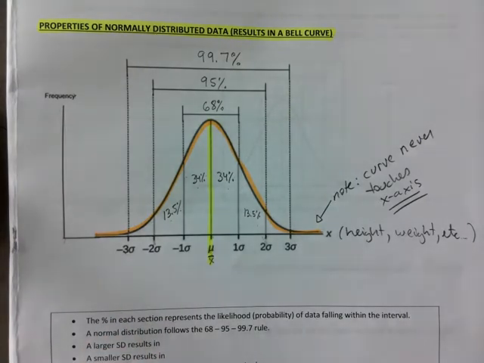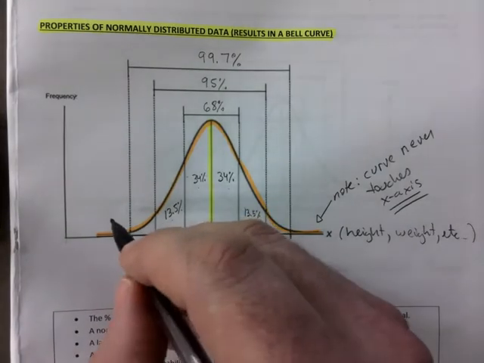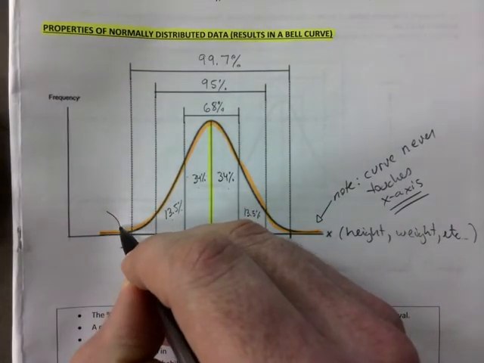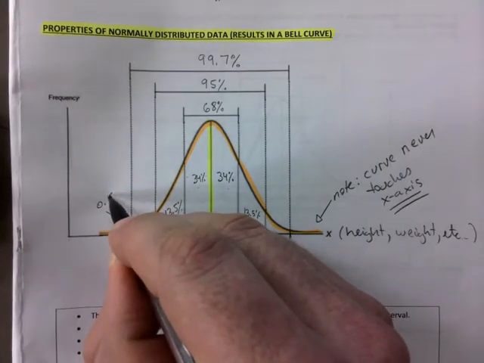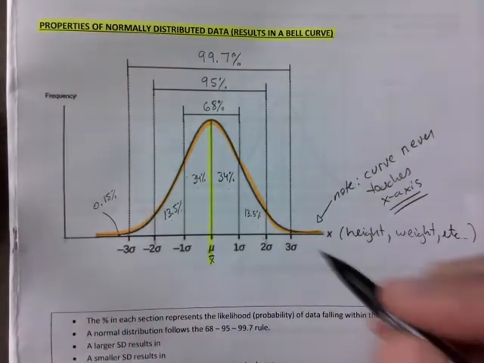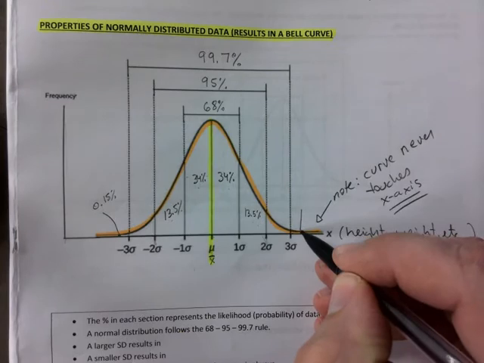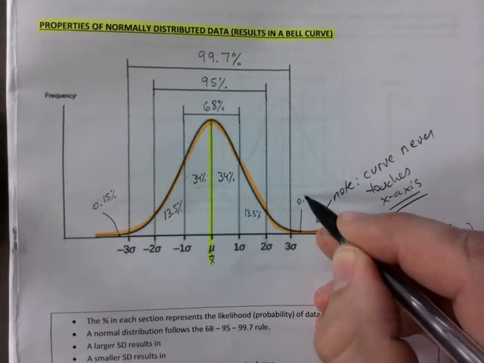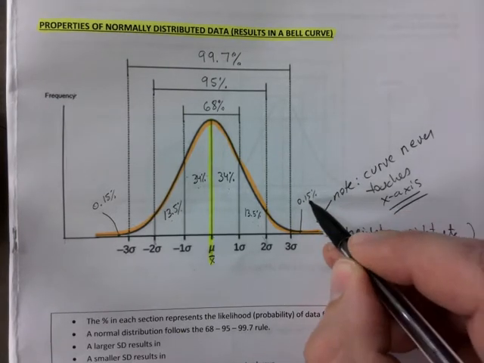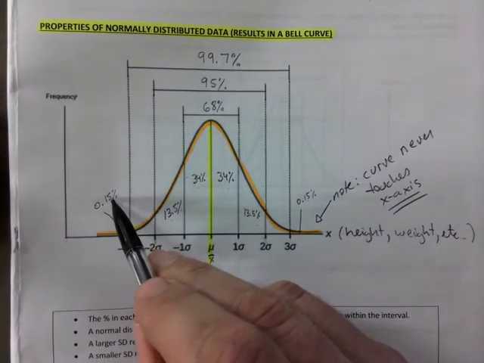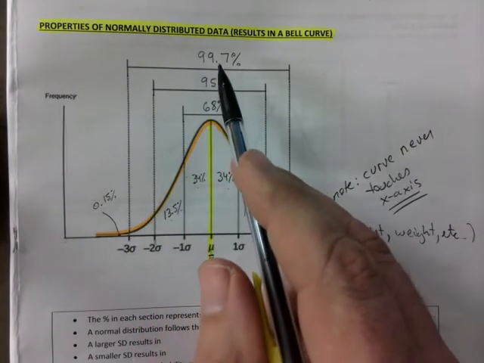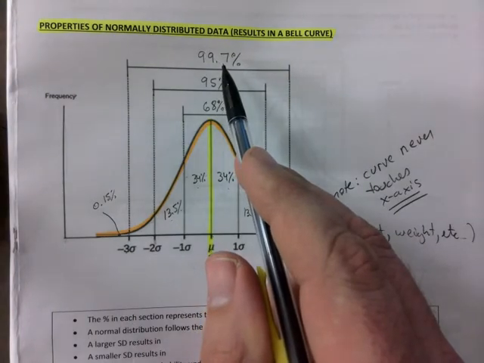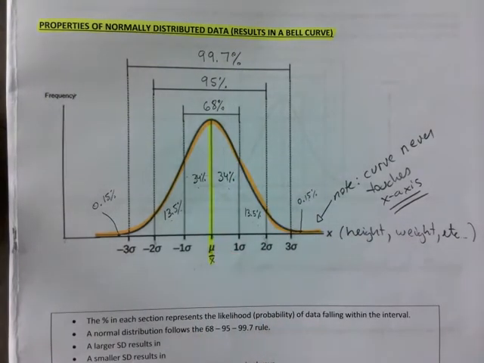Which means that the area under that sliver would be 0.15%. And same here, just go with an arrow, 0.15%. Because if you think about it, 0.15 and 0.15 add up to 0.3, which is what is still needed to get you that 100%.